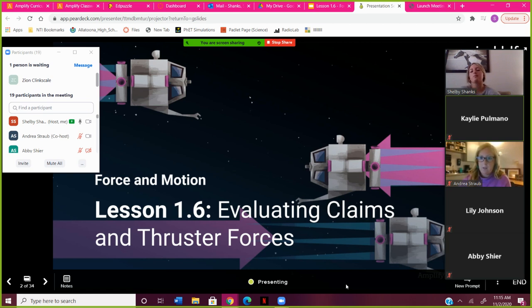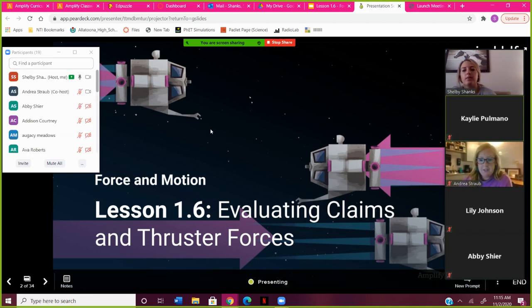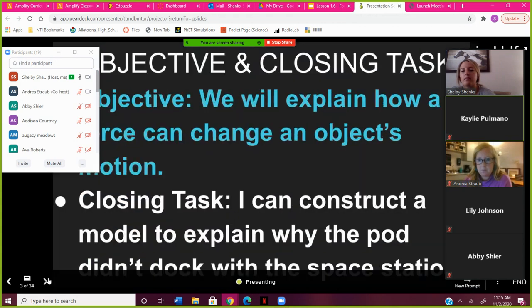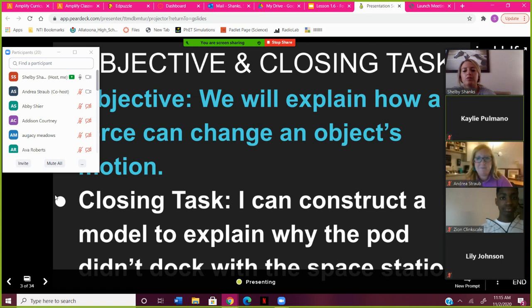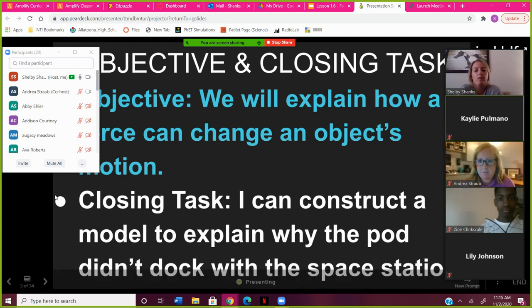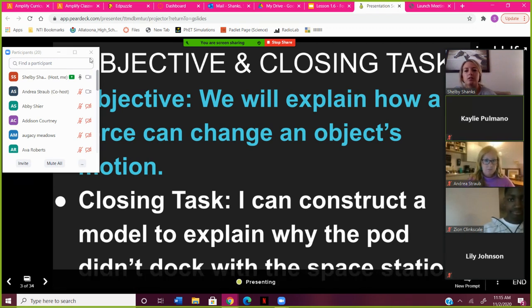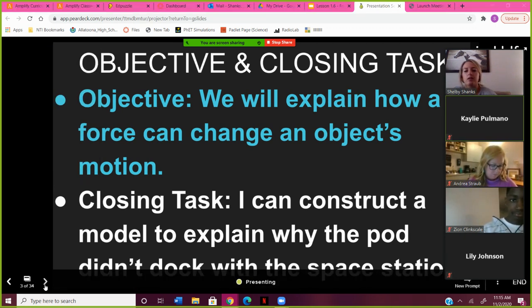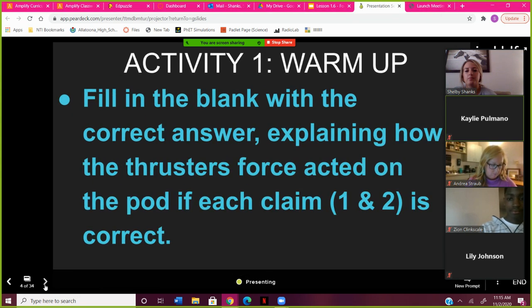Of this chapter. Okay, so 1.6, evaluating claims and thruster forces. So our closing task, you guys are going to be able to construct a model to explain why the pod didn't dock with the space station. We're going to be explaining how a force can change an object's motion today. All right, we were going to construct a model.